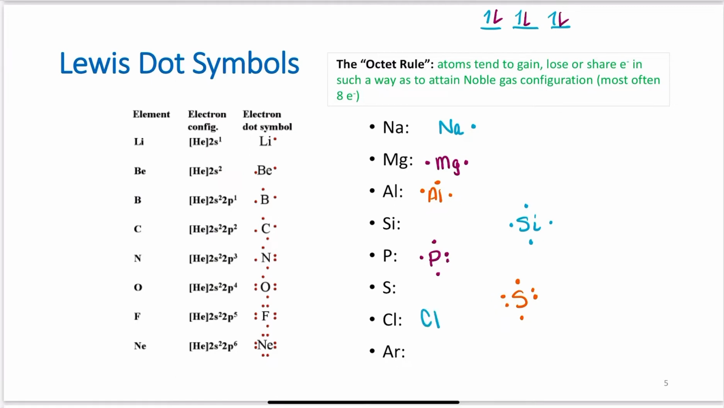Chlorine, 1, 2, 3, 4, 5, 6, and 7. And argon, 1, 2, 3, 4, 5, 6, 7, and 8. Note there's 2 on each side for argon. 1, 2, 3, 4, 5, 6, and 7, 8. So we parallel them before we pair them up. Make sure you're doing that every time.